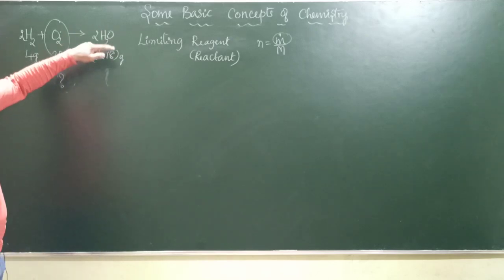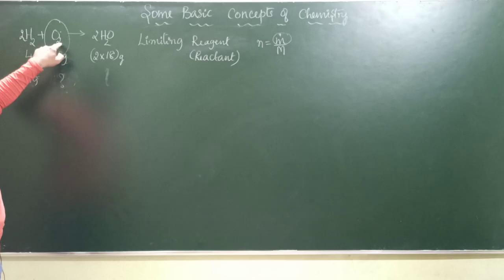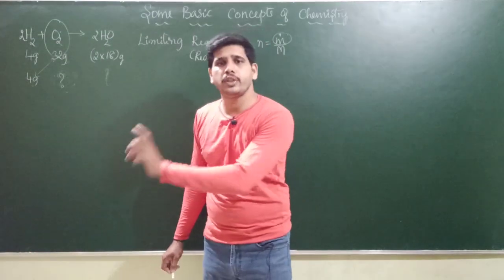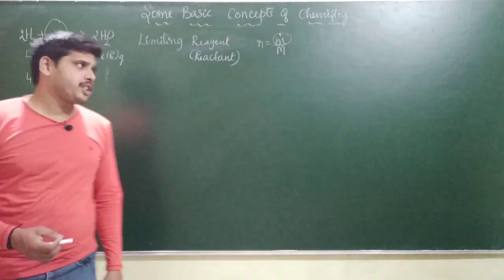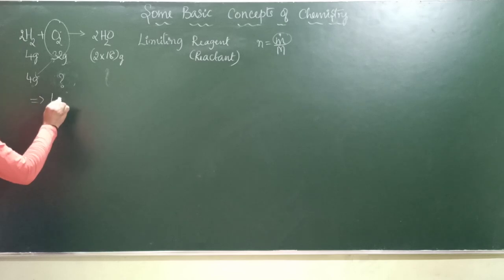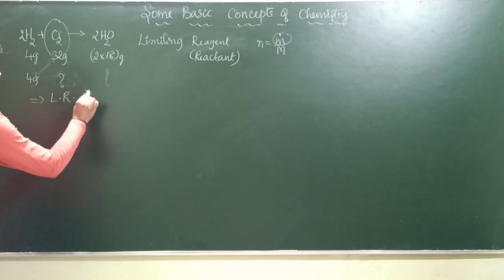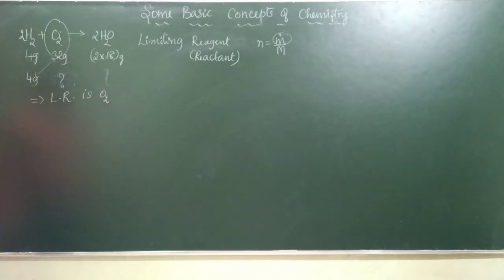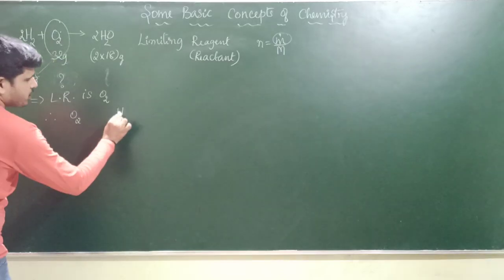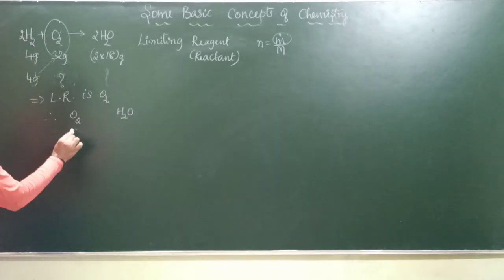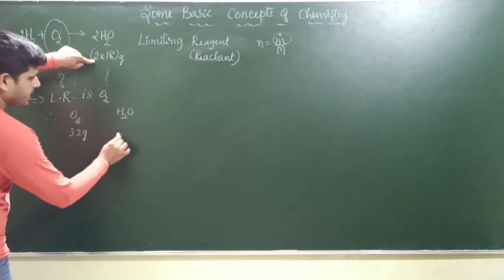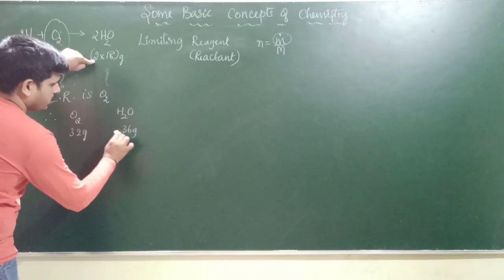So the entire product is formed depending on oxygen, because once oxygen gets consumed, the reaction stops. So product is related to the limiting reactant. So the question is to be answered in this way: this implies that LR, which stands for limiting reactant, is oxygen, O2. Therefore, let me write O2 on one side and H2 on the other side. Now O2 is 32 gram according to the standard condition. If it is so, we'll get 36 gram of water.